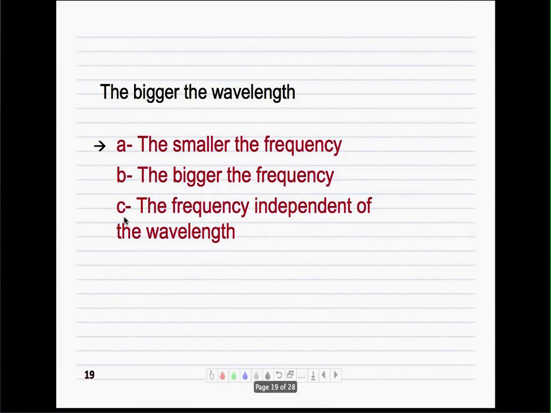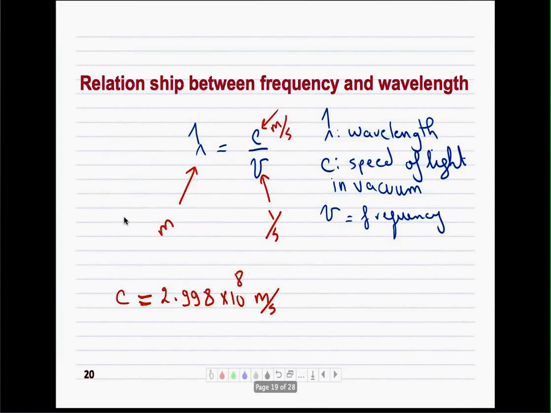That brings us to the relationship between frequency and wavelength. Wavelength equals c over the frequency. Here c is the speed of light in vacuum, and lambda, as we just learned, is the wavelength.